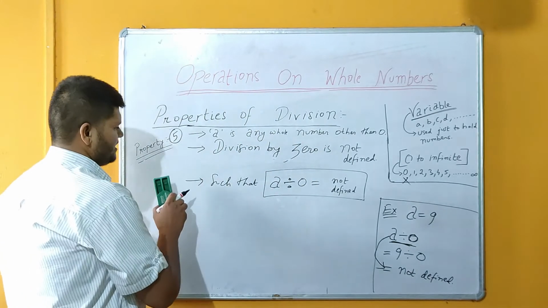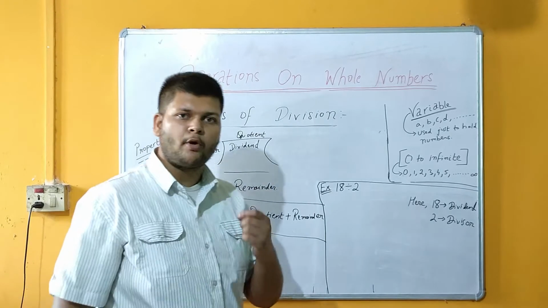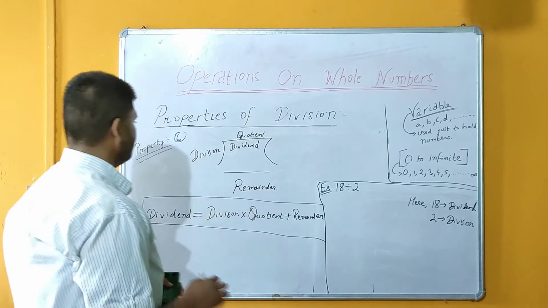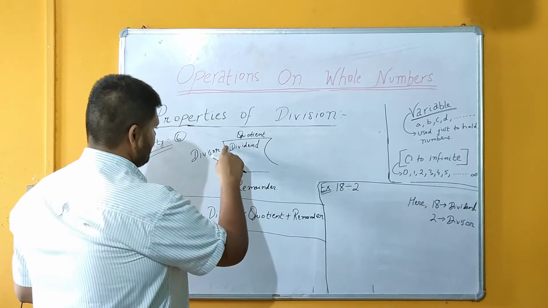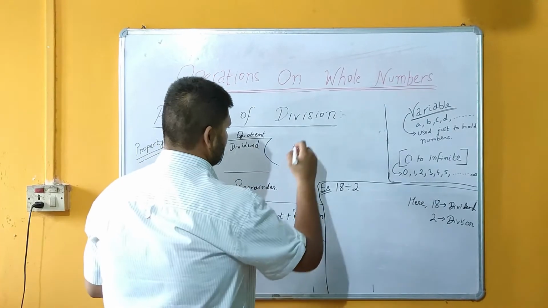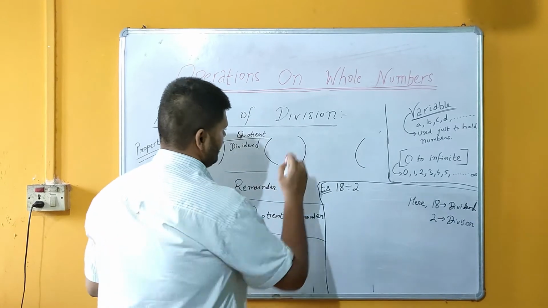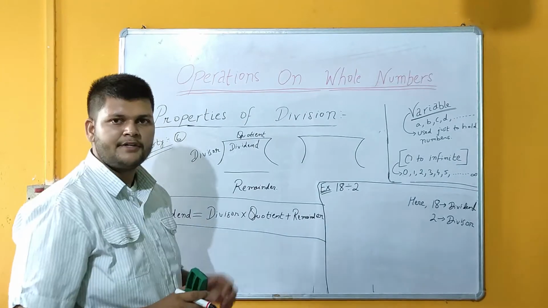So I am erasing this. Alright, now we are looking at the sixth property in case of division operation on whole numbers. What is that? Here, this is the structure for division. First you have to take this curve and another curve and simply join this line. So this is the structure for division.